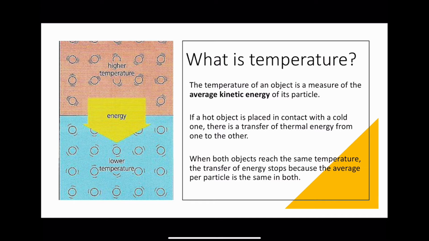What is temperature? Temperature of an object is a measure of the average kinetic energy of its particle. When both objects reach the same temperature, the transfer of energy stops because the average per particle is the same in both. And here at the diagram, higher temperature goes to lower temperature region.